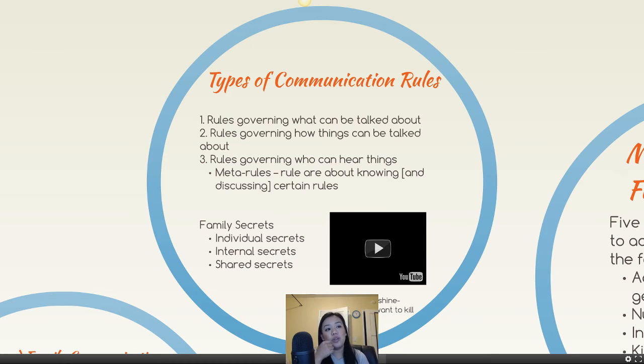And the third one is rules governing who can hear things. Sometimes parents don't want to, for example, fight in front of their children. So spouses will purposely make a rule with one another that, oh, well, let's not fight in front of the kids. Sometimes children are shielded from different topics, right? And sometimes other family members are shielded from different topics as well.